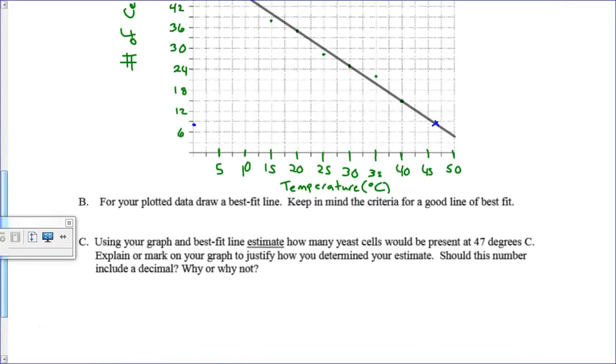All right, so if you trace this over here, it hits there at such a point so that it looks like it's around 8 cells at 47 degrees Celsius. So this would be 8 cells by inspection.